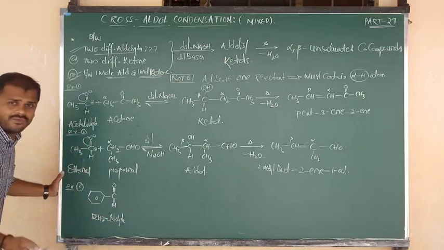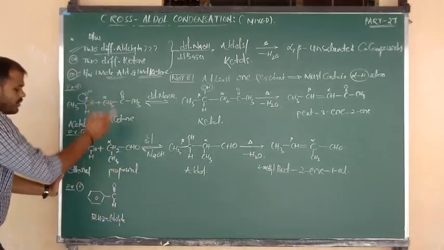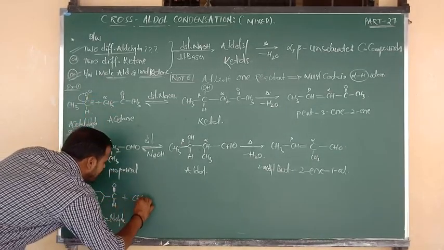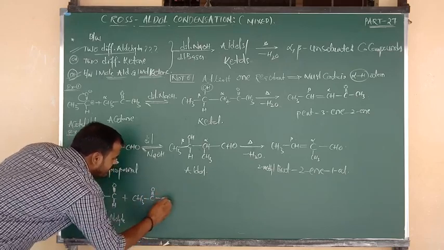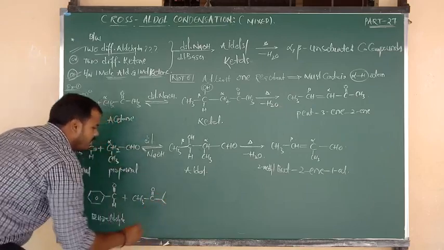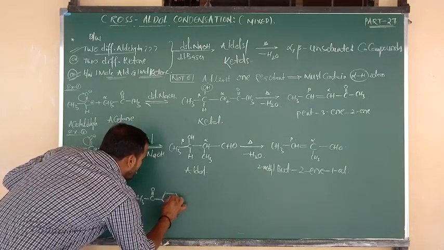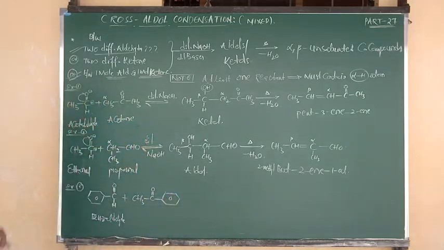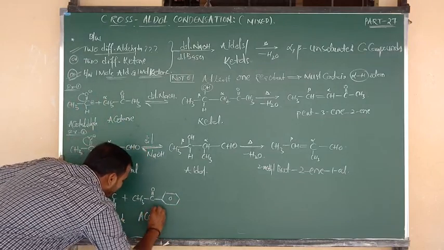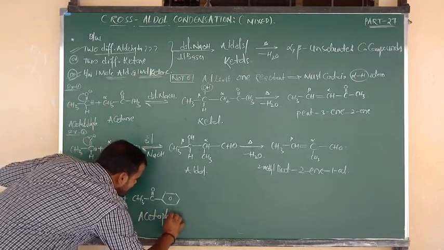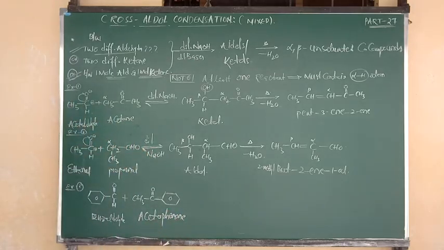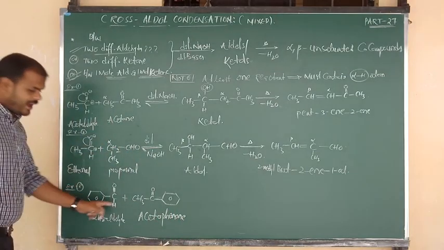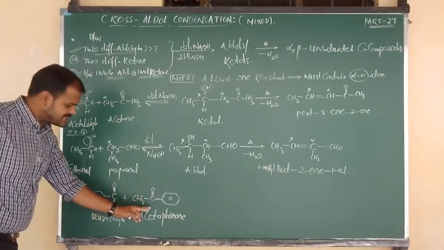It does not contain alpha hydrogen, but I am going to take one more molecule. Acetophenone: CH3 bonded to C double bond O bonded to benzene. What is the name of this compound? Yes, this is acetophenone. So one is an aldehyde, and the other is a ketone. One is benzaldehyde, one is acetophenone.